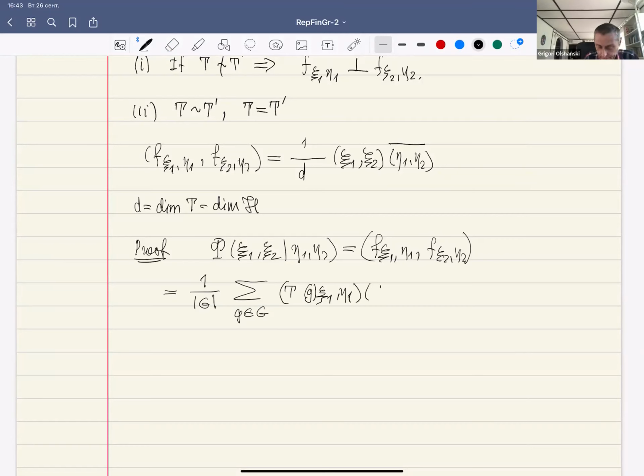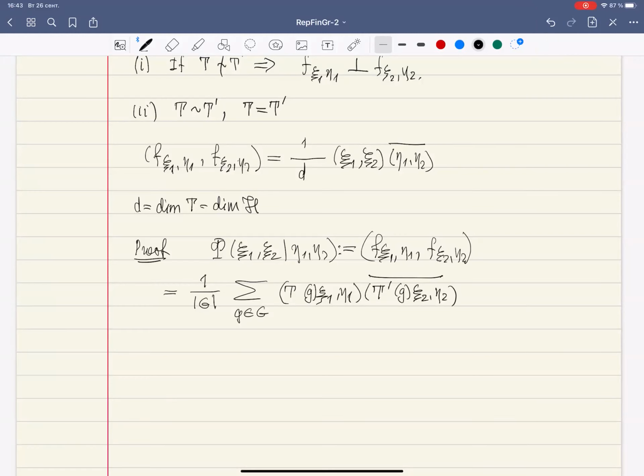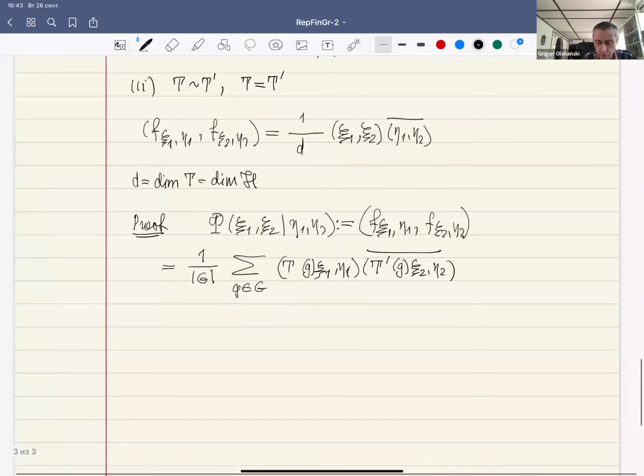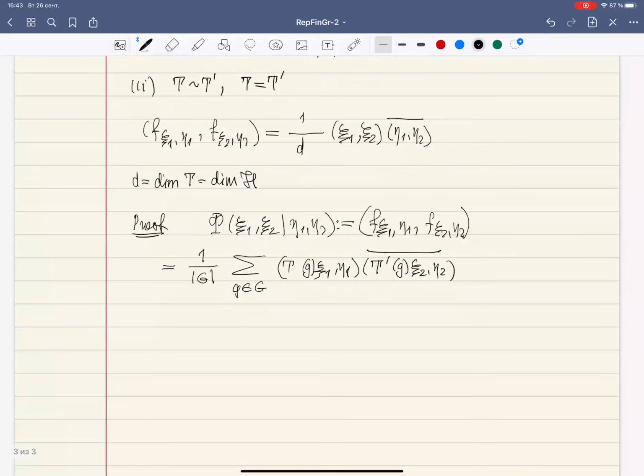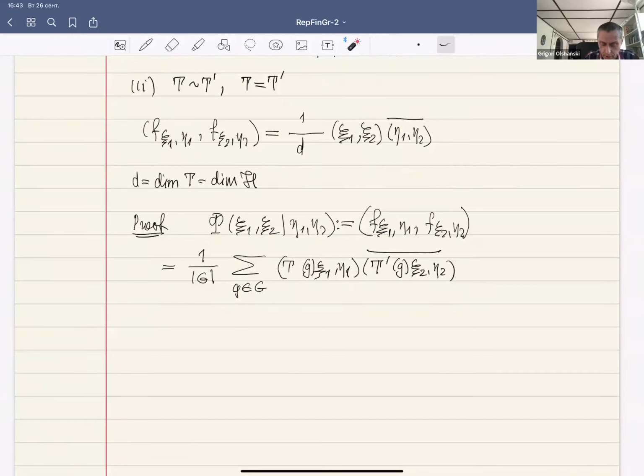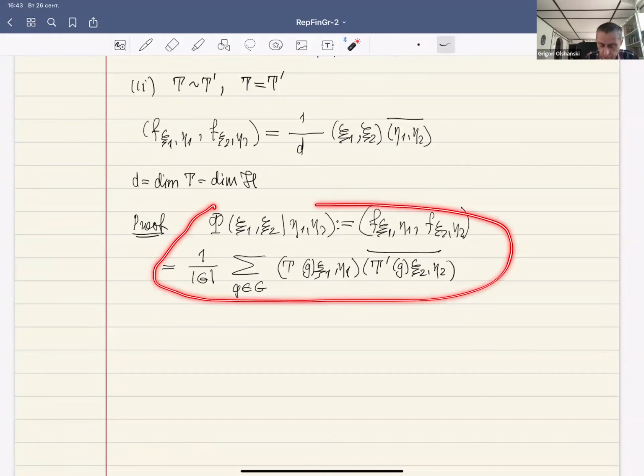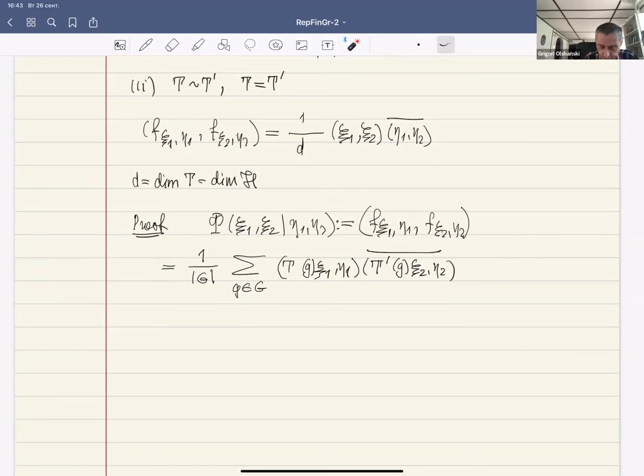And next, psi 2, eta 2 bar. Okay, so this is just the definition. Again, some microphone switched off. Oh, sorry, that's me. Thank you. Okay, so this is my notation, and look at that.